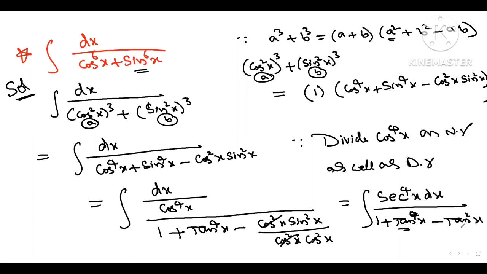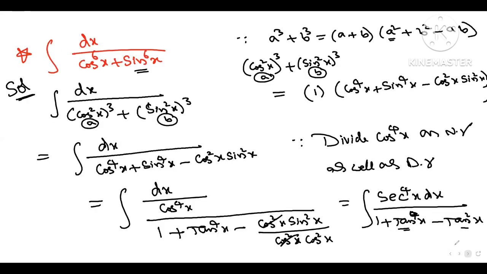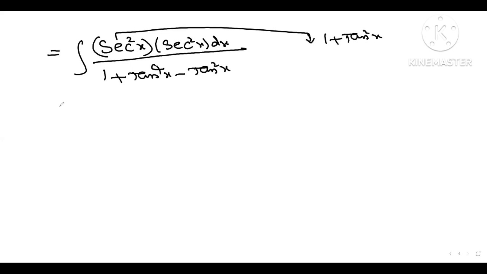So let us take tan x equal to t here. Then sec square x dx value is dt. Integral, so sec to the power 4, write in place, sec square x into sec square x, upon here in the denominator, what is there: 1 plus tan to the power 4 minus tan square x. Here we have the trigonometric formula sec square x equals 1 plus tan square x. So we should write sec square x in place as 1 plus tan square x.